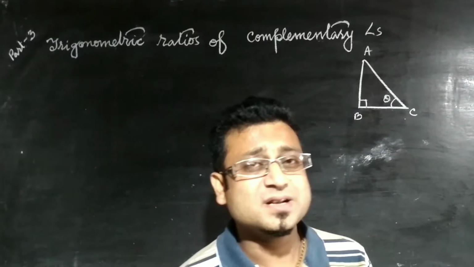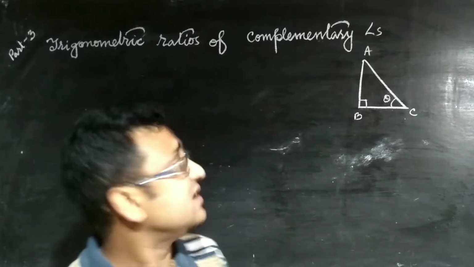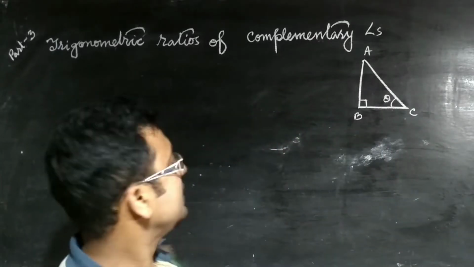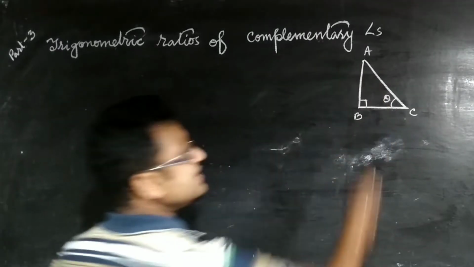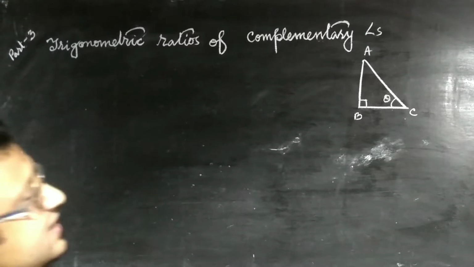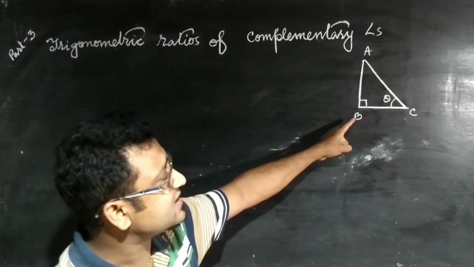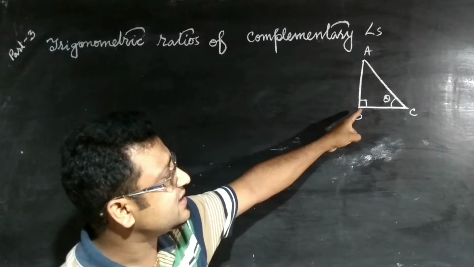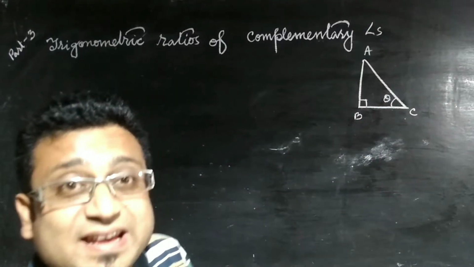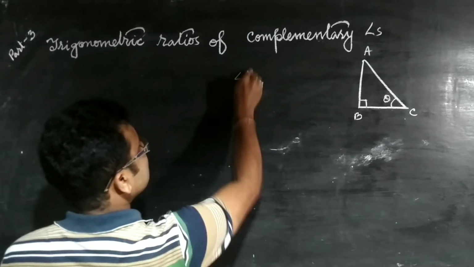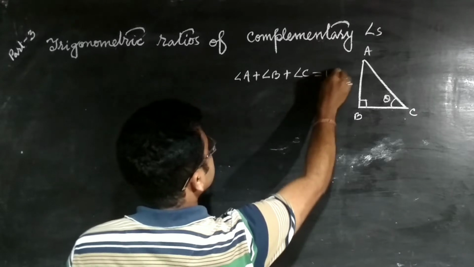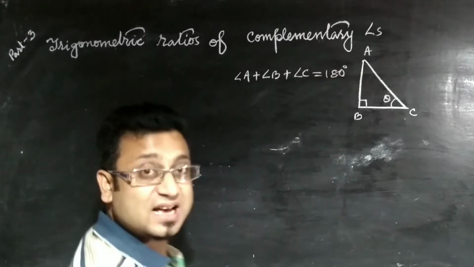Before starting the chapter, let me just give you the idea, the meaning of the word complementary angles. As you can see here, ABC is a right angle triangle, and in this triangle, angle B is 90 degree. As angle B is 90 degree and angle C we have considered theta, then what will be the measure of angle A? In this triangle, angle A plus angle B plus angle C equals 180 degree. We know this from the angle sum property.